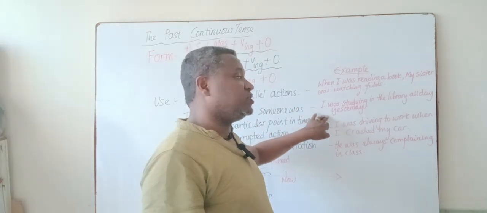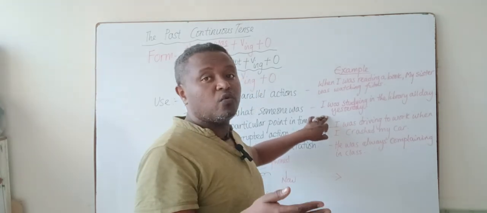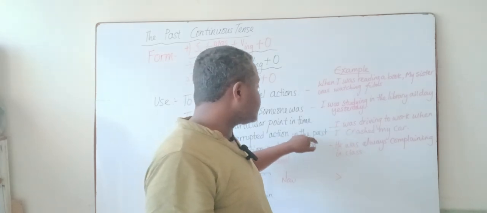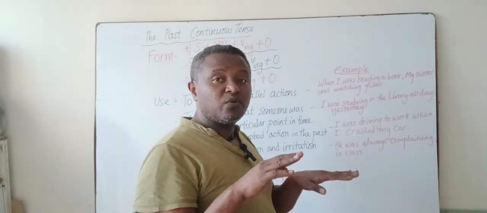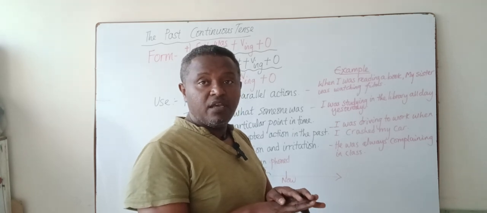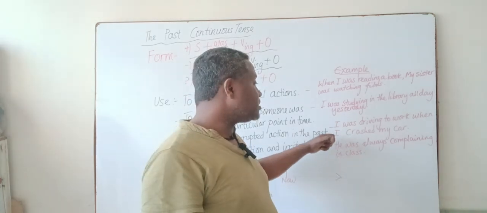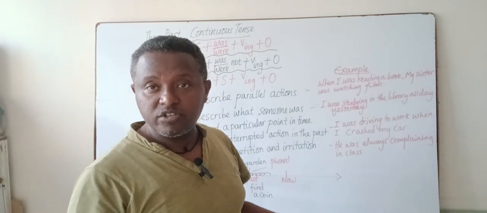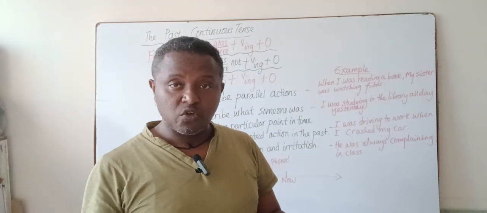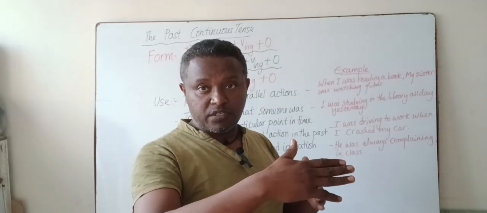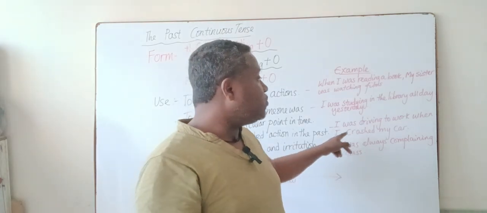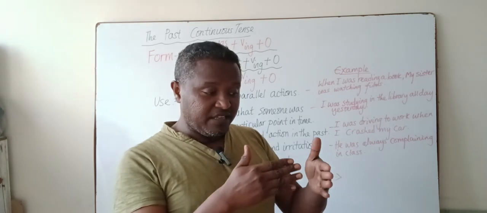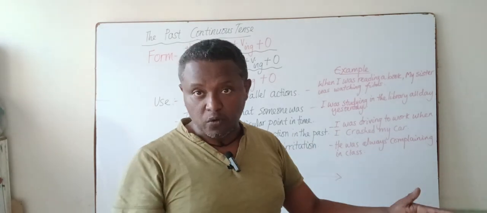So that is to describe what I was doing at a specific time in the past. And the third one, to show that there was an interruption in a series of actions in the past, we use the past continuous. I was driving to work when I crashed my car. So the crash interrupted that whole process, right? This shows that the crash interrupted the driving process.